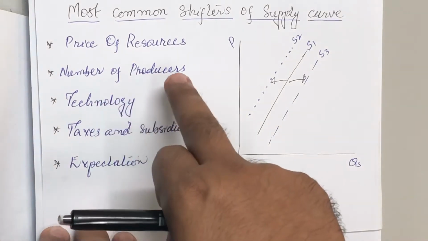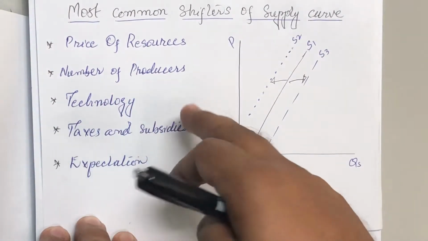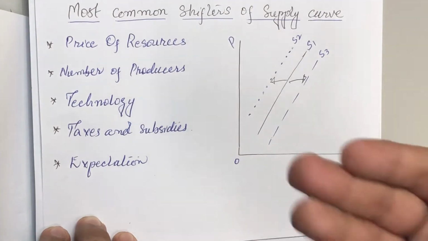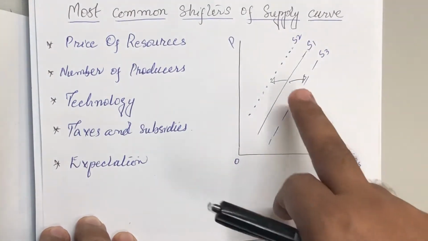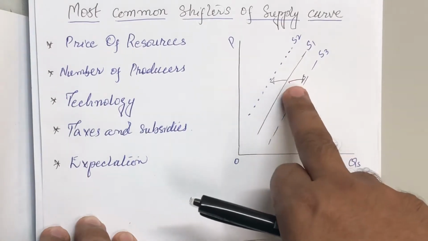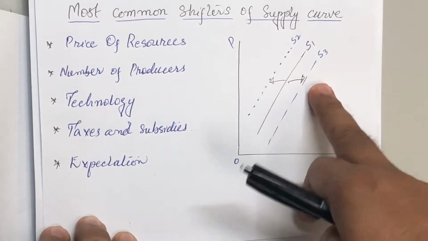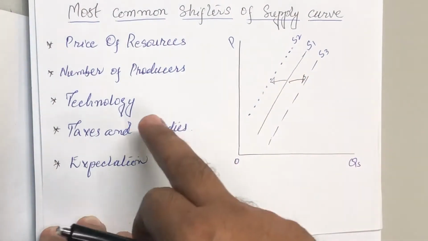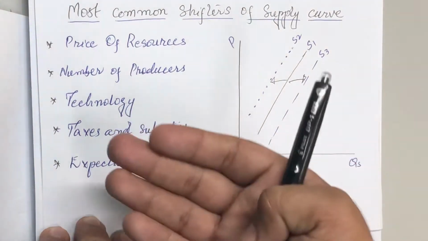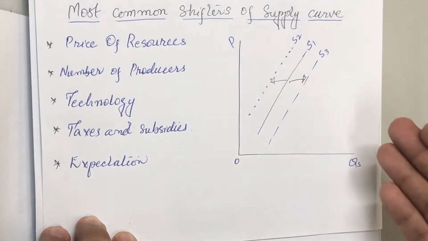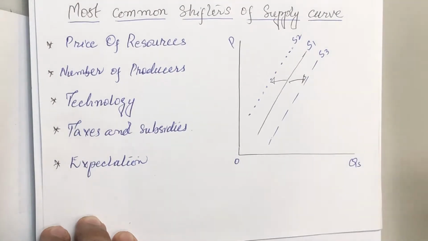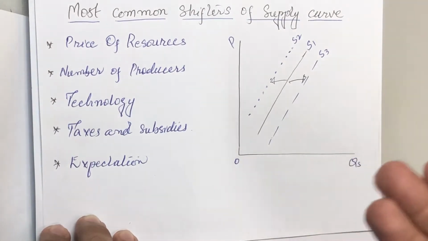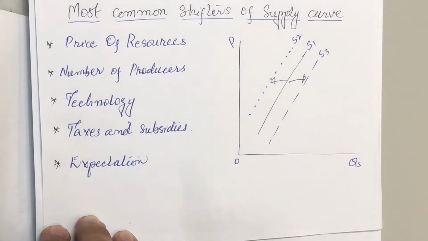Similarly, if the number of producers increases, meaning new firms enter the market, then the supply will increase, shifting from S1 to S3. And if the number of producers decreases, the supply will shift backward. Similarly, if the technology improves, the supply will shift rightward. And if technology decreases, although it is not really possible, but for example, imagine that it does, the supply will shift backward.